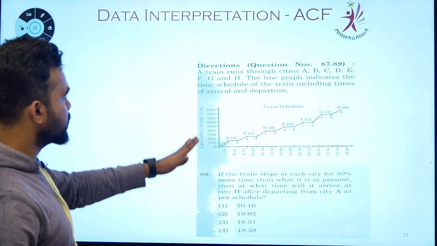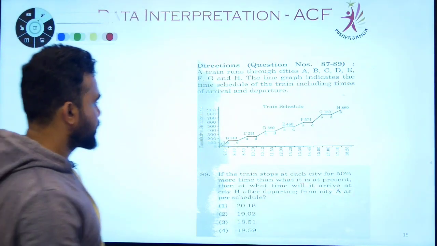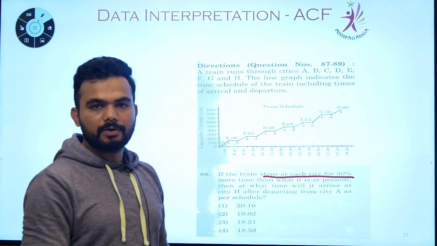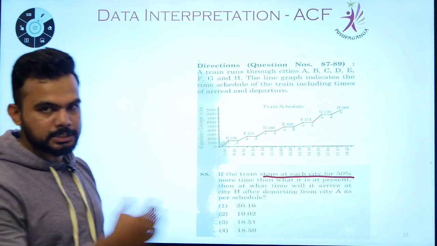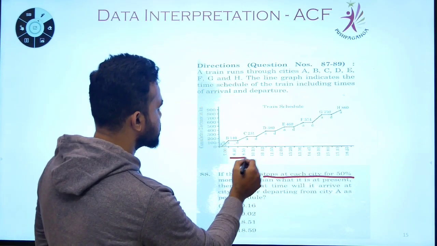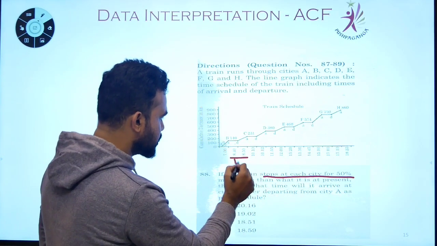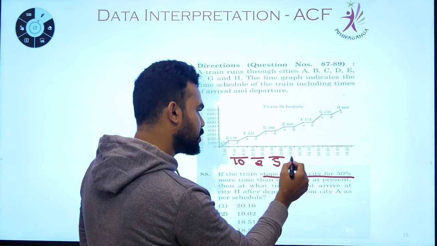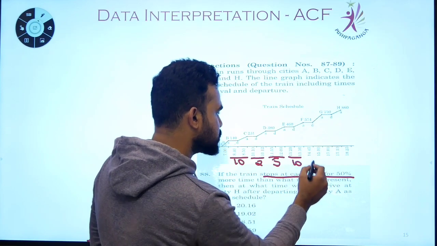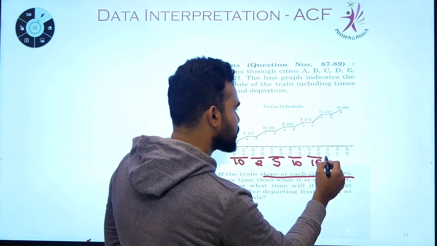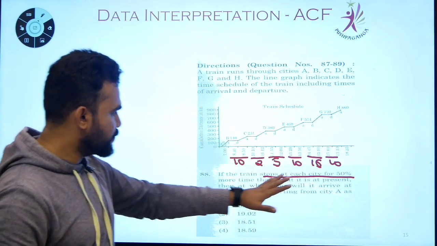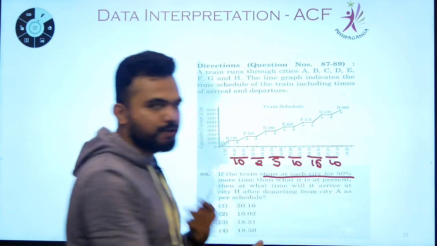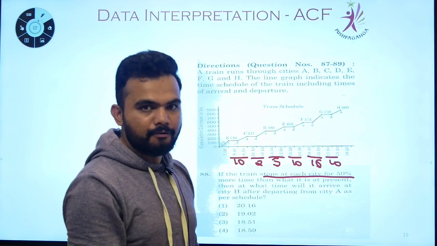So now in the next question it speaks about if the train stops at each city for 50% more time than it does at present. In the previous problem we came to know what the stoppage is. The stoppage is nothing but the halting. So here it is 10 minutes, here it is 2 minutes, and here it is 5 minutes. Here again 10 minutes, here 15 minutes, and here 10 minutes. So he says 50% more at each city. What is the final time? That 50% more is extra time that is added on to the final journey time.